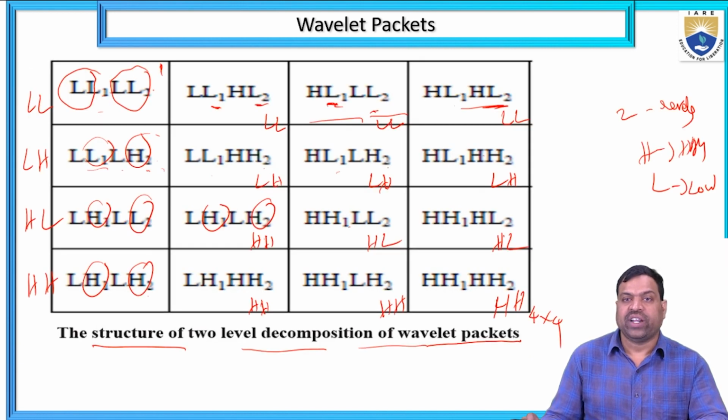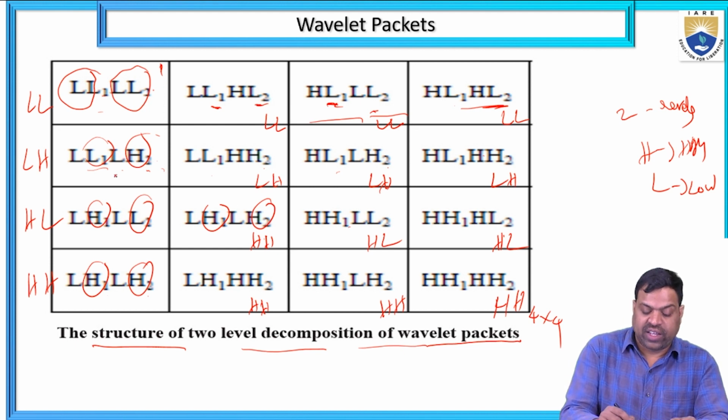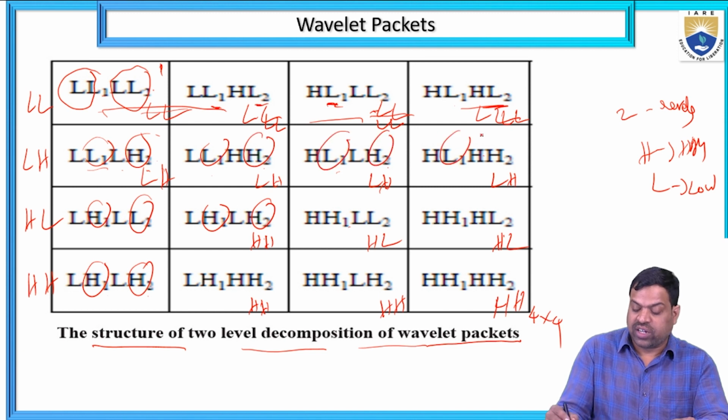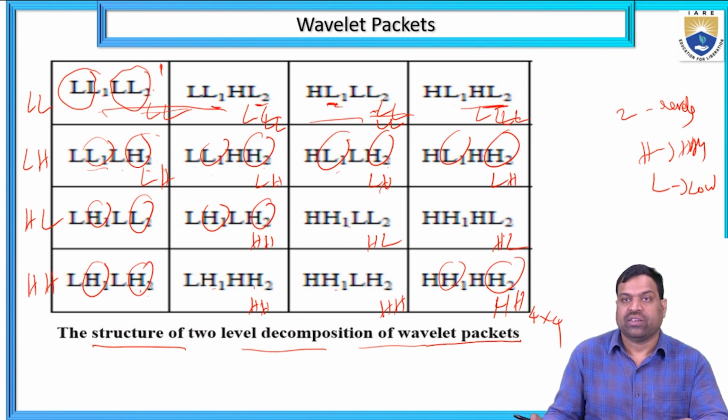It is a 4x4 matrix of the two-level decomposition of the wavelet packet structure. On the left side, I am taking LL, LH, HL, HH. So it is like this: here LL, LL, LL, so the complete row is like this. Here also LH, here HL, here HH. So LL, LH, HL, HH are the four subbands of the two-level decomposition of the wavelet packet.